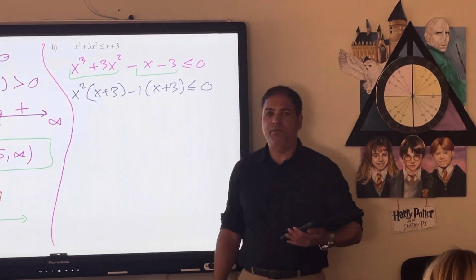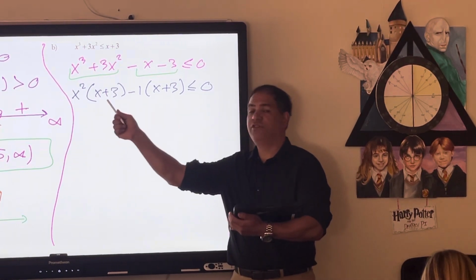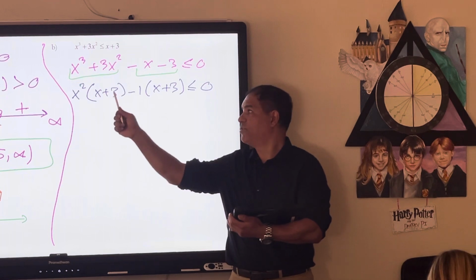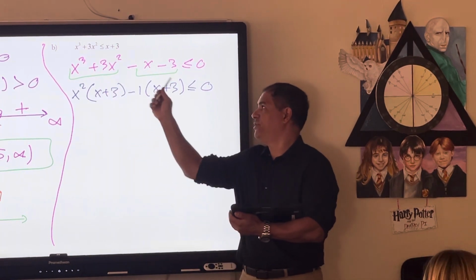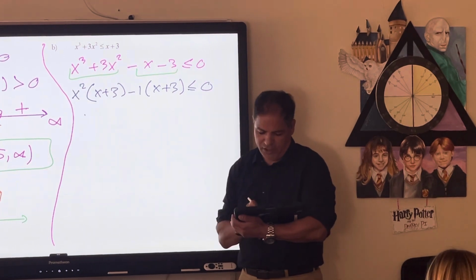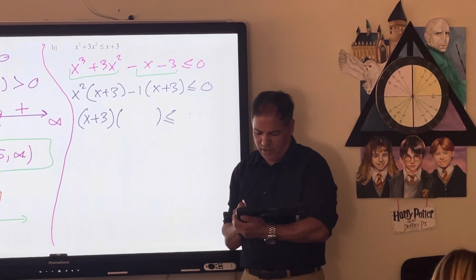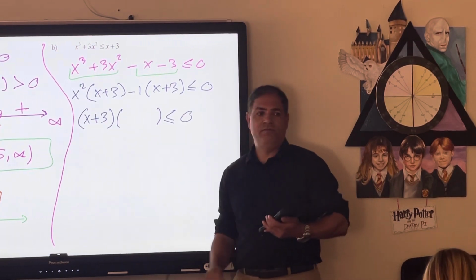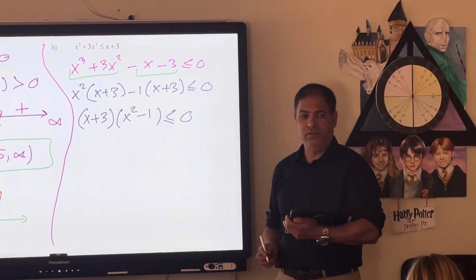Now, what is the greatest common factor between these 2 terms? X plus 3. See, x plus 3 in the first term and x plus 3 in the second term. So we got x plus 3 as a common factor. And then what goes in the second binomial? X squared minus 1. Good.